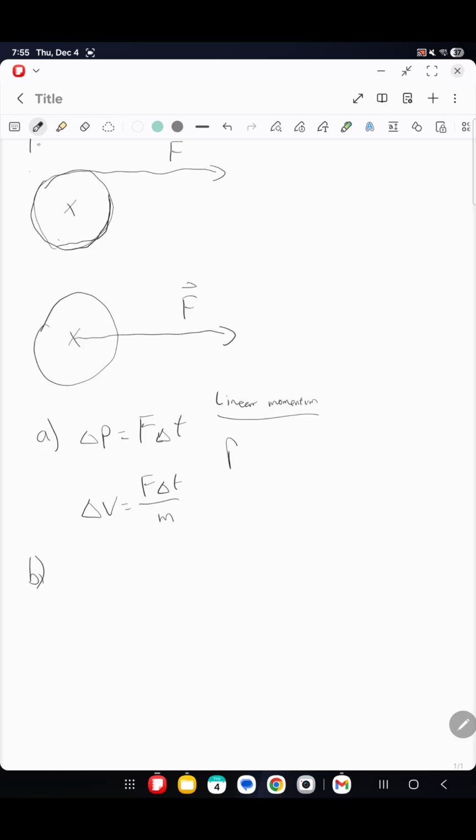So the answer to A is that both will have the same final speed. Now for B, it says, in which scenario does the hockey player do more work as they pull on the string?